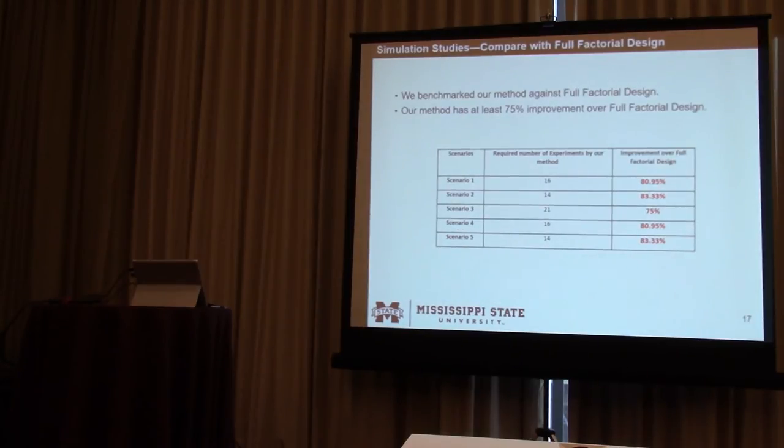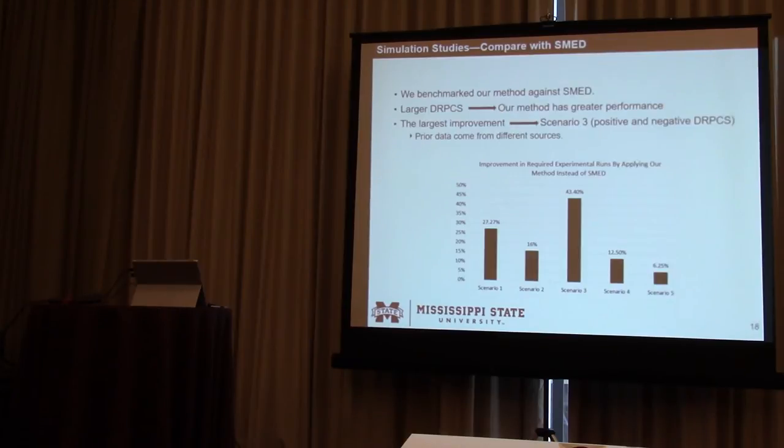We benchmark our methodology against full factorial design. We can see that our methodology has at least 75% improvement in terms of saving experiments compared to full factorial design in all scenarios. Then we benchmark our methodology against sequential minimum energy design. We see consistent improvement in all scenarios.